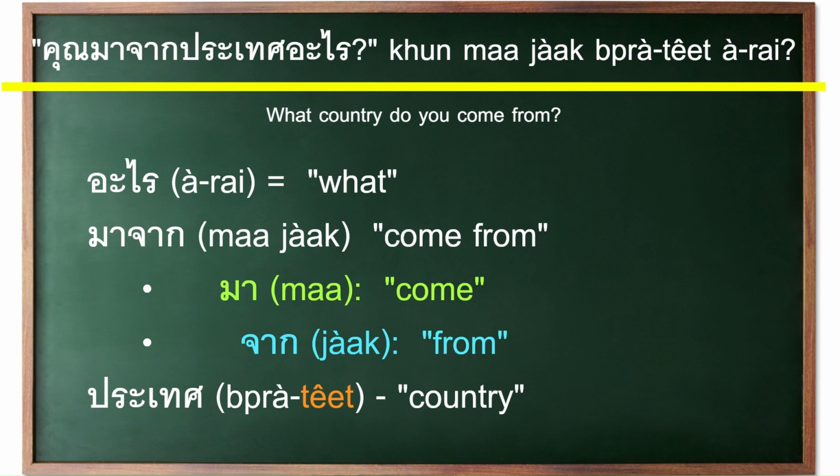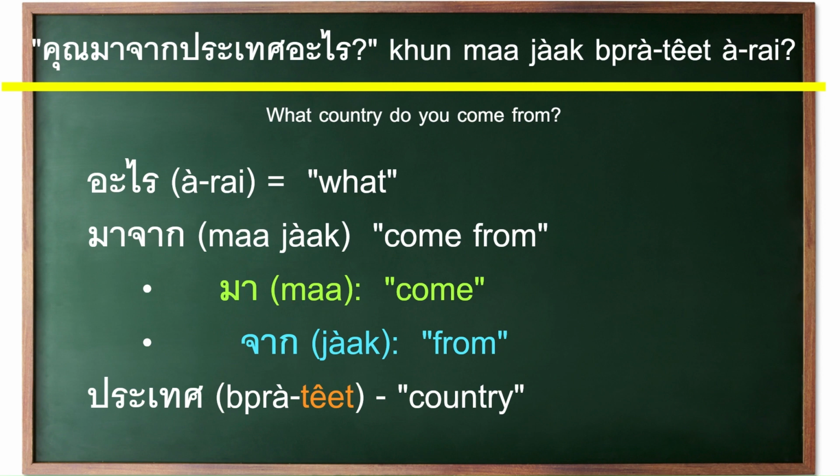จาก. This translates to from. It's a preposition used to indicate the starting point of an action or the source of something. Together, มาจาก forms the phrase come from, which is used to describe someone's origin or the origin of an object. It's a fundamental phrase for asking about backgrounds in a conversational setting.